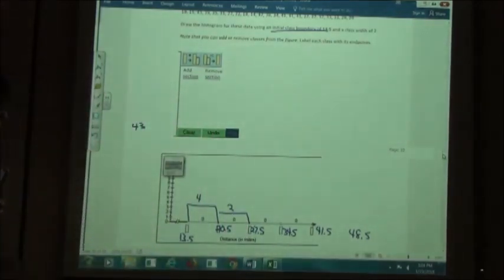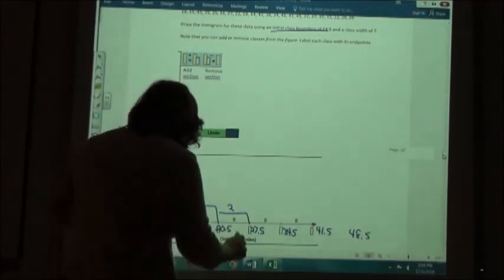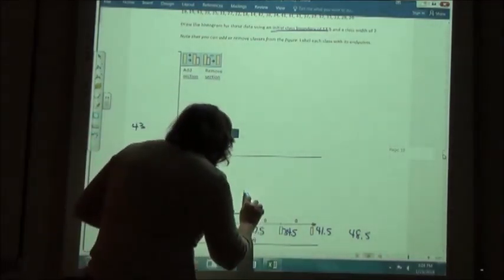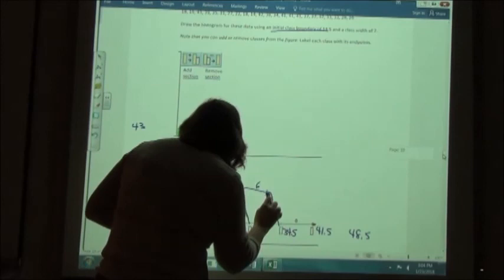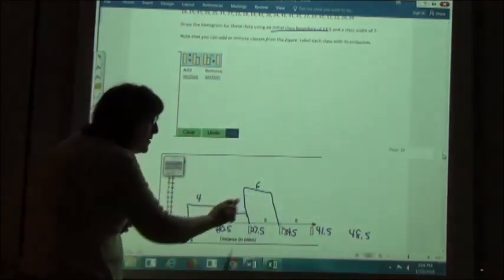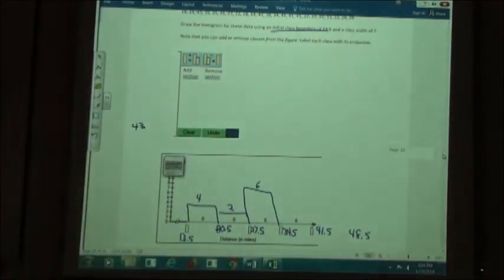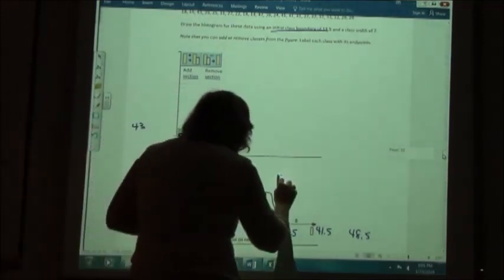Mariah, between the 27.5 and the 34.5, 6 of them. That's probably too high, but I'm going to put a 6 there so you know it was really supposed to be at 6. Between the 34.5 and the 41.5, 9. Ooh, we get to go all the way up to 9.